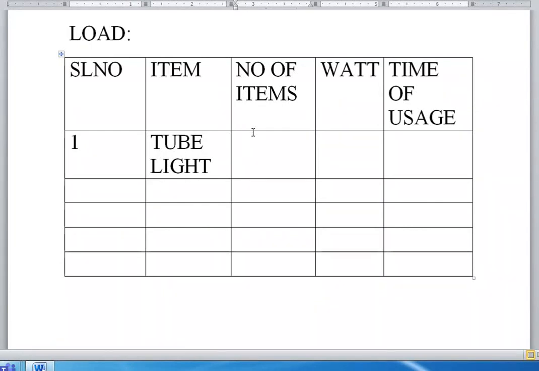I have 6 rooms in my house. Let me say, for example, in the hall there are two tube lights. So 6 plus 2 extra, it will become 8. So let me type 8.